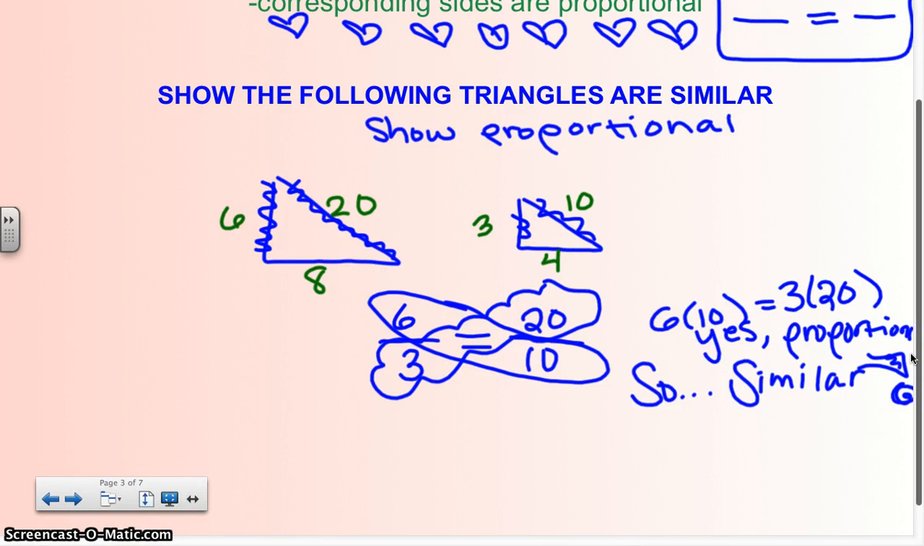I'm going to get to the part where many 7th graders love this part, because it's way easier. And it's solving for missing side lengths.